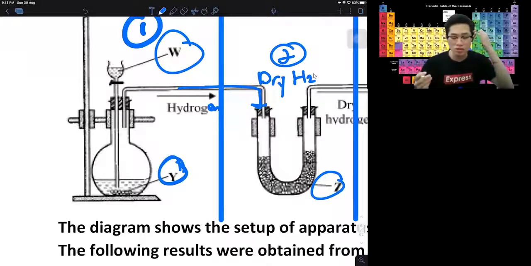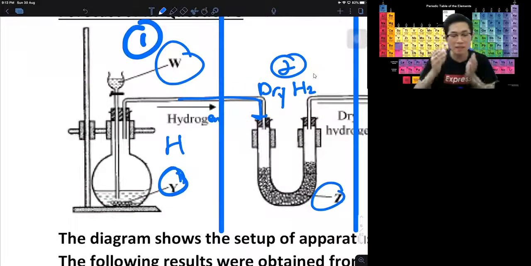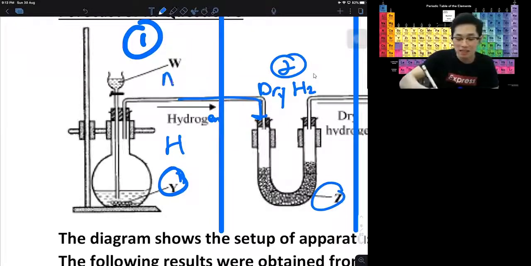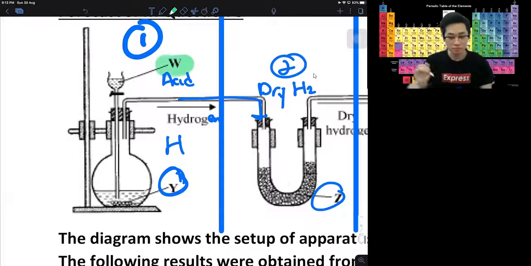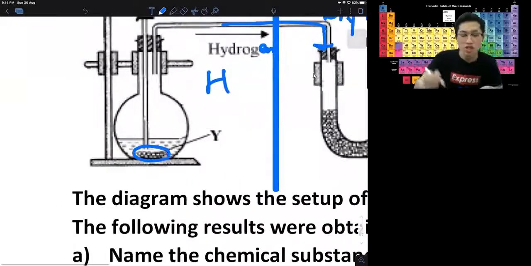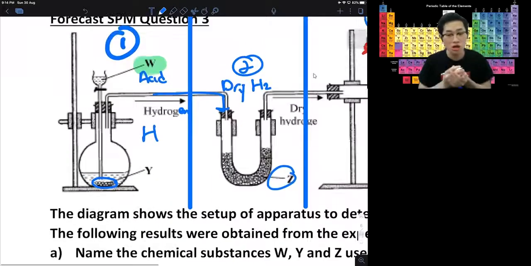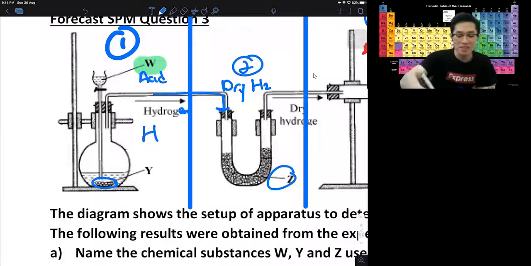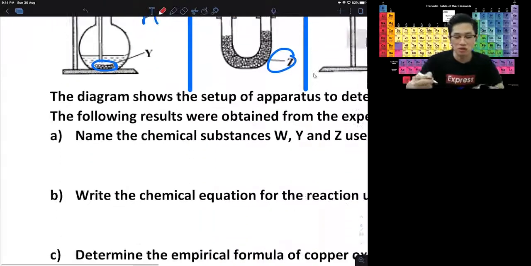We always know that hydrogen comes from acid. So you can see in the part 1 diagram, the liquid must be an acid. So I can say that W is always an acid. While what is the Y? You see, Y is actually a solid. This solid reacts with the acid and it will be able to produce hydrogen gas. Let's just say W is hydrochloric acid.